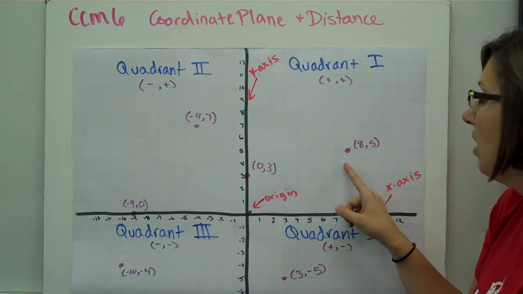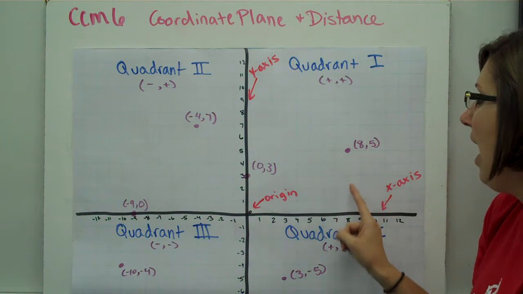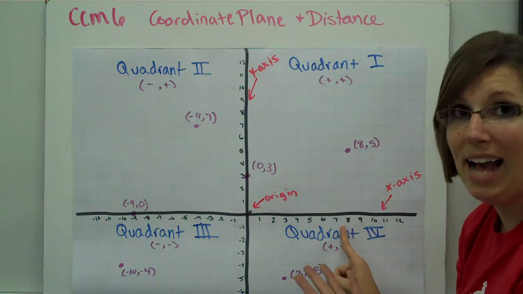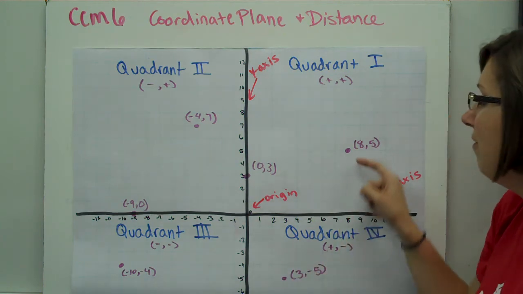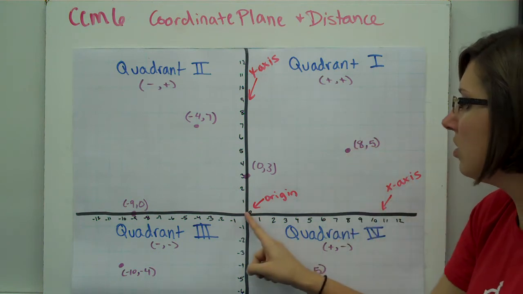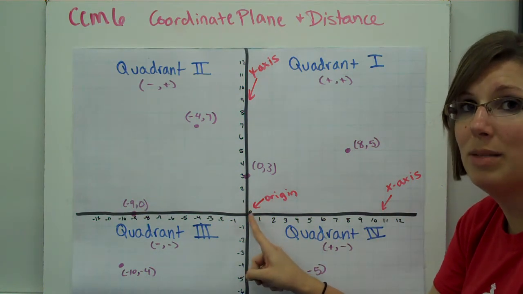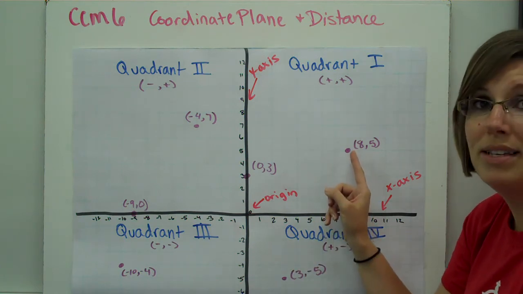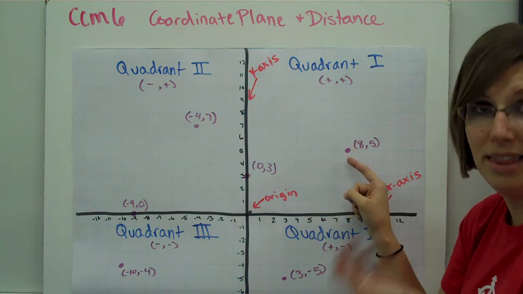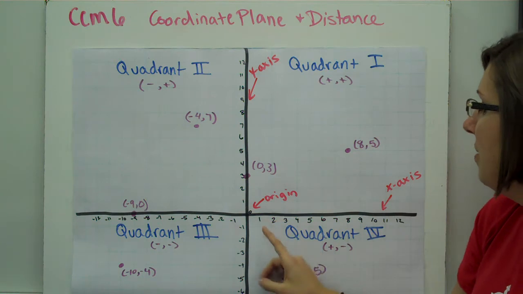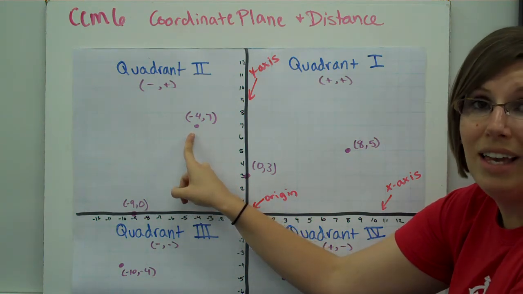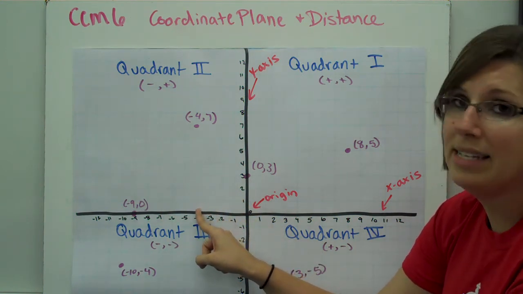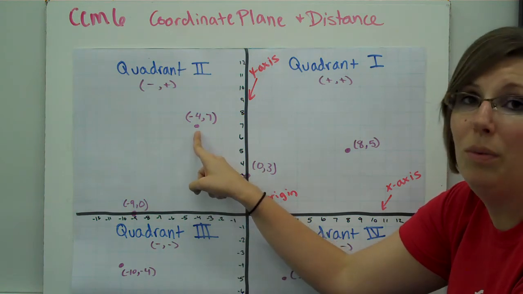So this point here that's hitting on the intersection of 8 and 5, it's hitting at 8 on the x-axis because that number came first, and 5 on the y-axis. If I started at (0, 0) and I counted 8 spaces in the positive direction on the x-axis and went up 5 spaces in the positive direction on the y-axis, I'd hit this point. Over here, I've got another point. It's labeled (-4, 7). So if I went -4 on the x-axis and up 7 on the y-axis, I would hit that point.